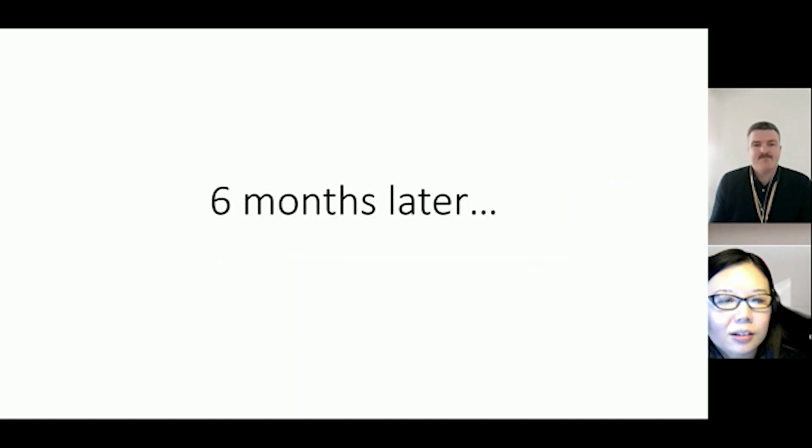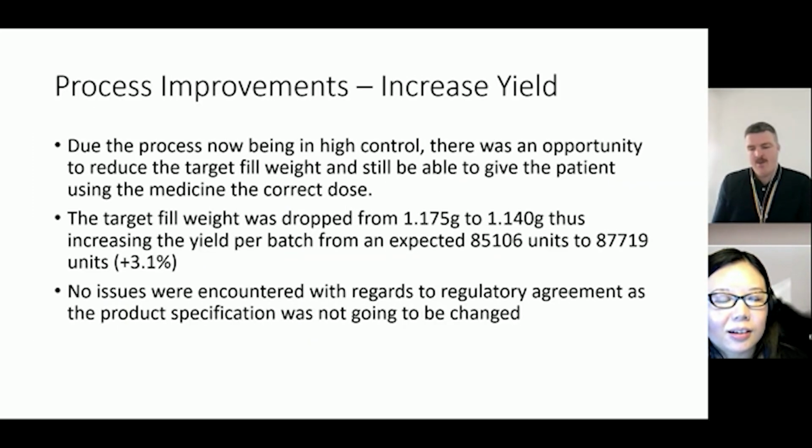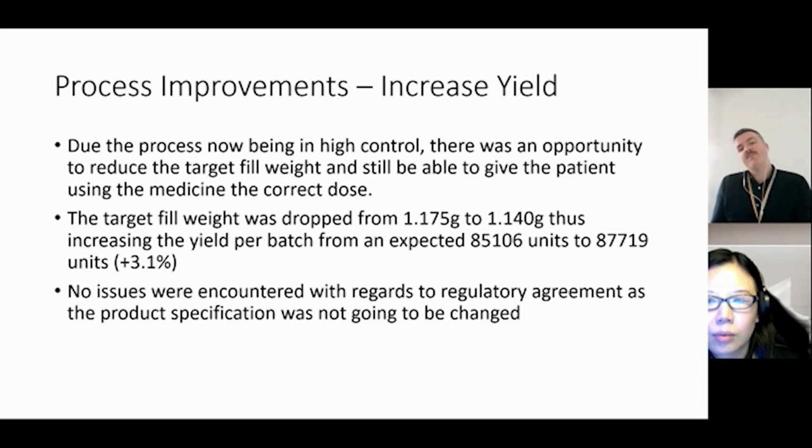Definitely. So 6 months down the line, what we've done is we've run at the previous conditions. We've got those filling parameters set in stone, so now we always have the same setting, which is great. But what we've now done is, the previous target was 1.175, and we've dropped that slightly down to 1.14.